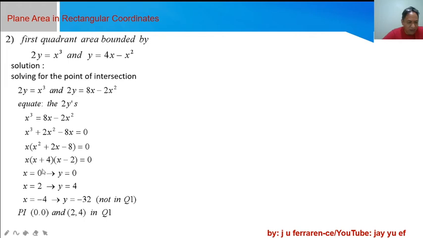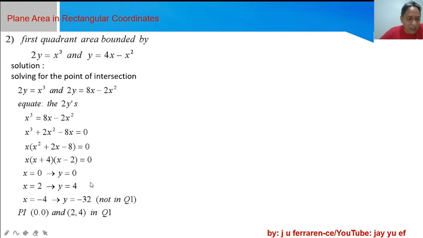So, I have three values of x. One is 0. The other is 2. The other is x equal to minus 4. And correspondingly, I can solve for my y. Okay, this is simpler. If my x is 0, then y is also 0. If my x is 2, so that is 8 over 2, that is 4. If my x is equal to minus 4, cubed, that is minus 64, correct?